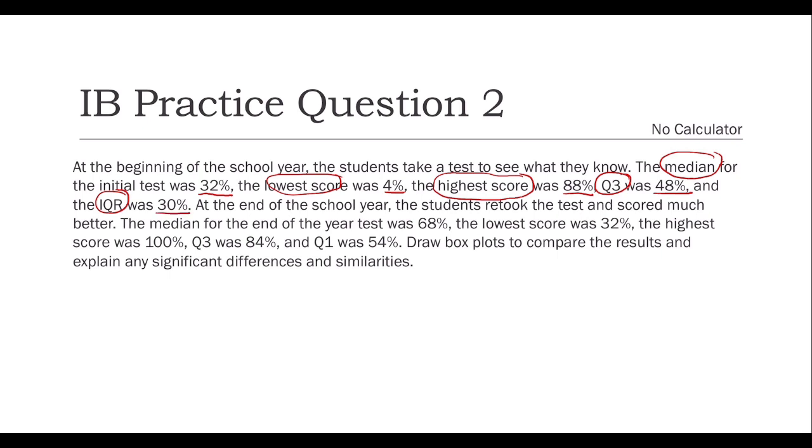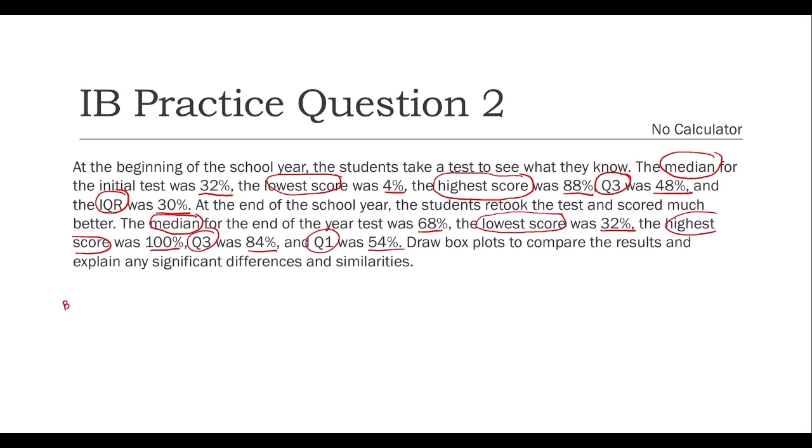At the end of the school year, the students retook the test and scored much better. The median for the end of the year test was 68%, the lowest score was 32%, and the highest score was 100%. Q3 was 84%, and Q1 was 54%. Draw box plots to compare the results and explain any significant differences and similarities.